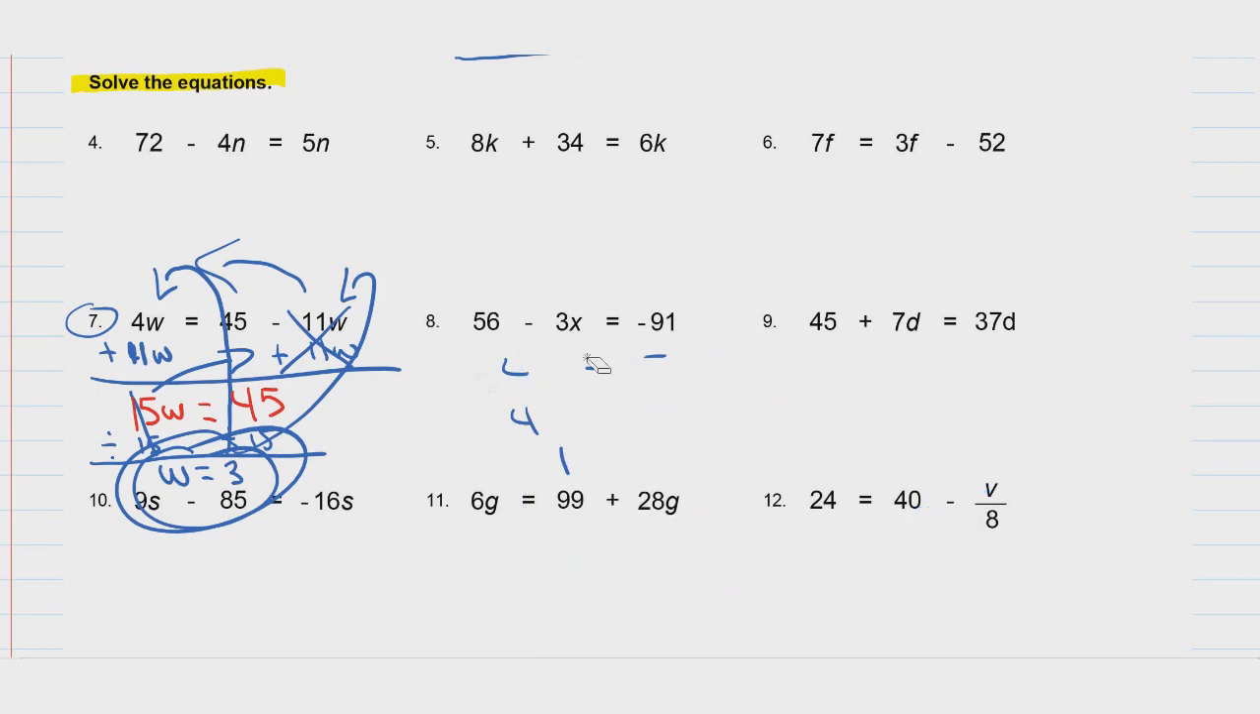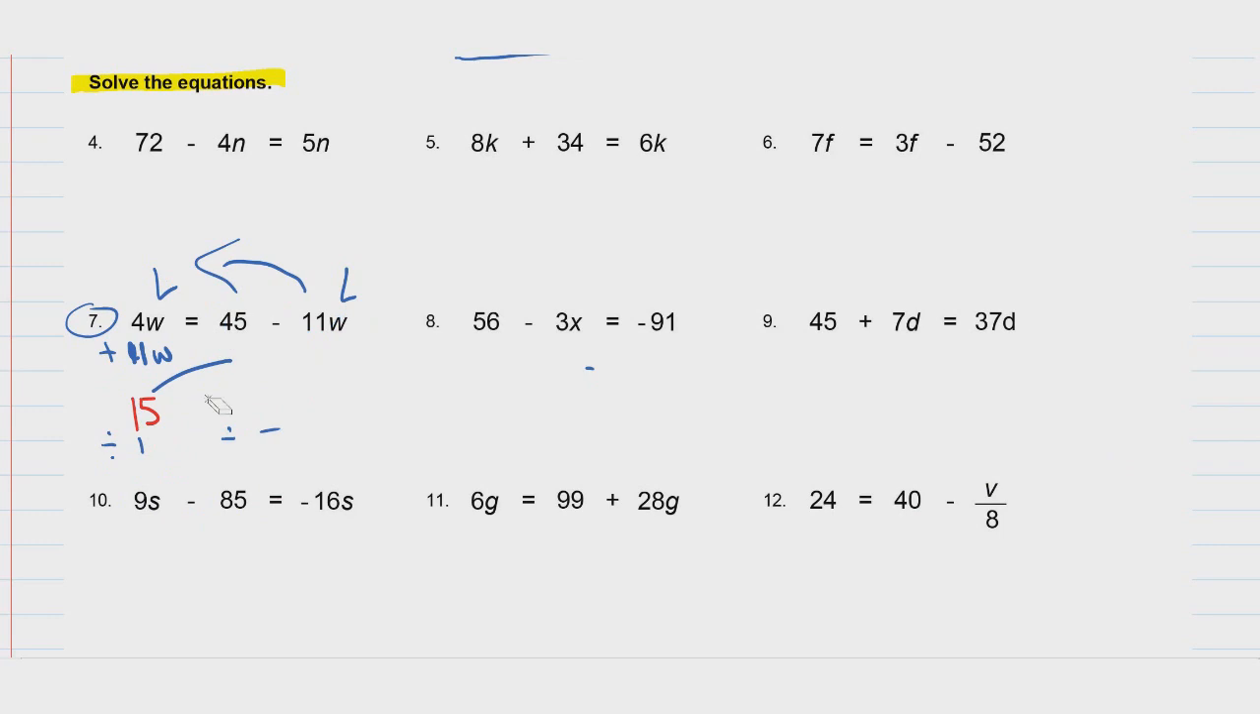Let's move on to problem number 8. Problem 8 says 56 minus 3x equals negative 91. Well, this side, no one is happy. But on this side, the negative 91 is happy. He's all by himself. There's no variables next to him. He's all good. He's like, dude, I'm so good.